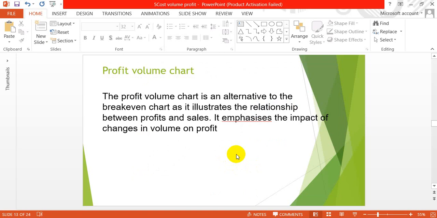Another chart is the profit volume chart, which is an alternative to the break-even charts, as it illustrates the relationship between profits and sales. This one emphasizes the impact of changes in profit and volume. We'll continue with this chart in the next video.